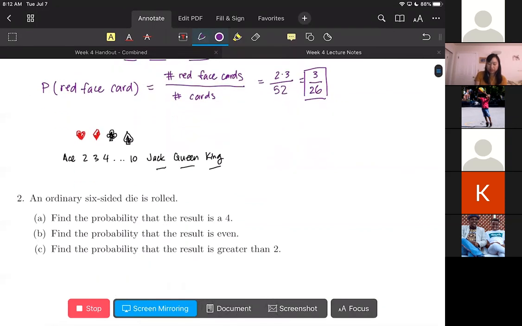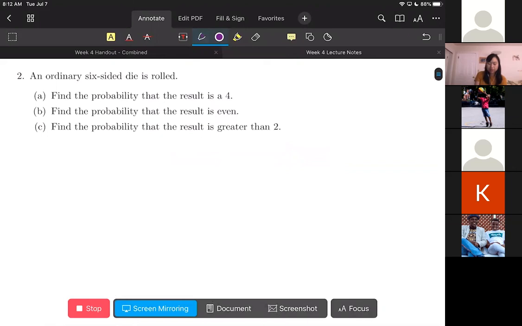All right, let's try a different one. This is more about rolling dice. Similar concept here, because if you roll a fair or ordinary 6-sided die, you have an equally likely chance of landing on any face. So let's try the first one.